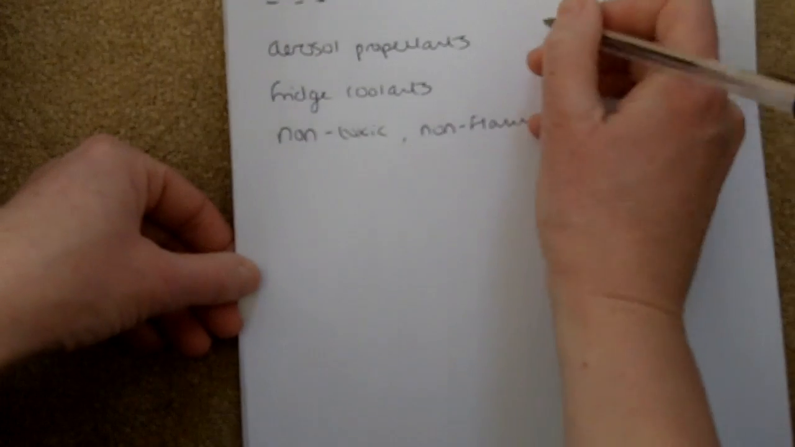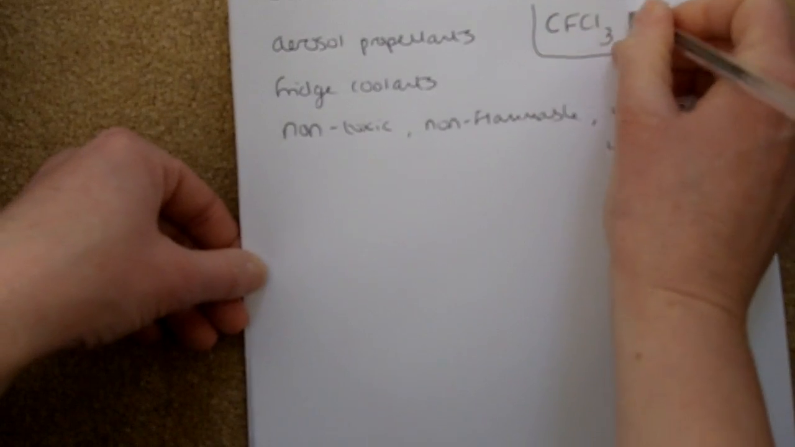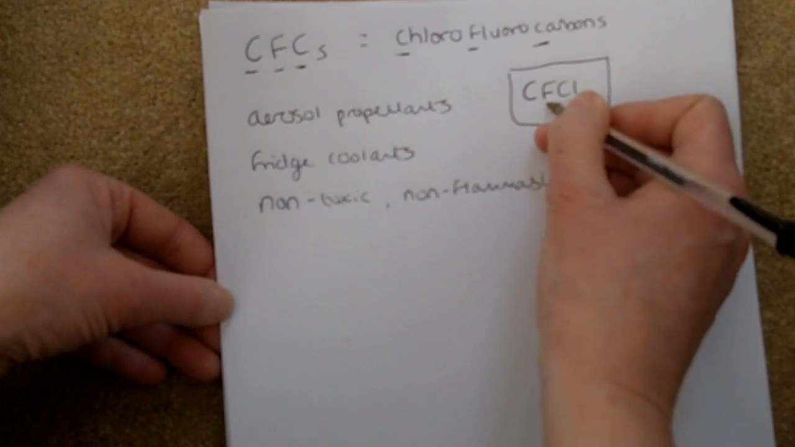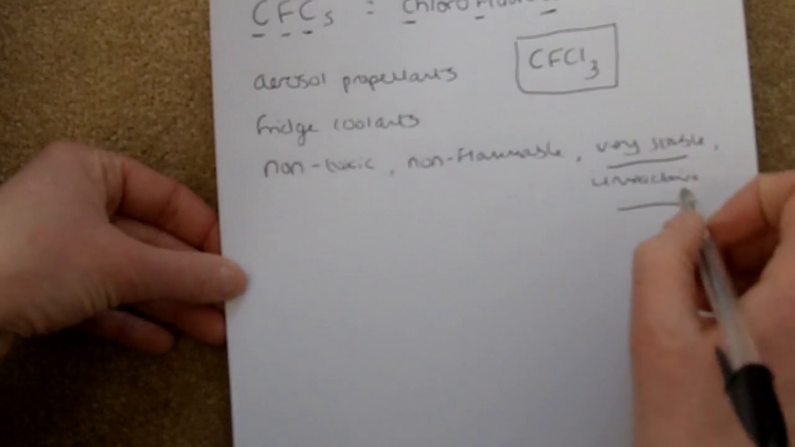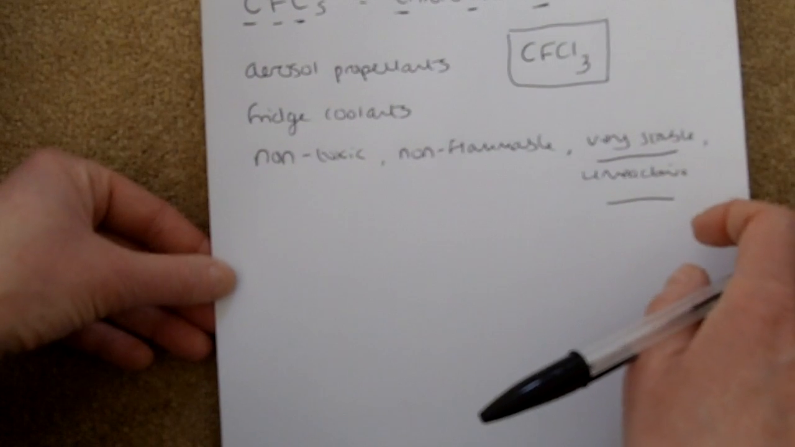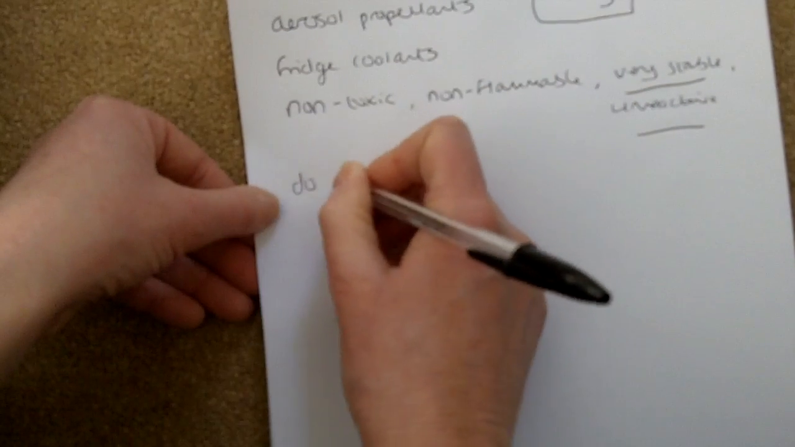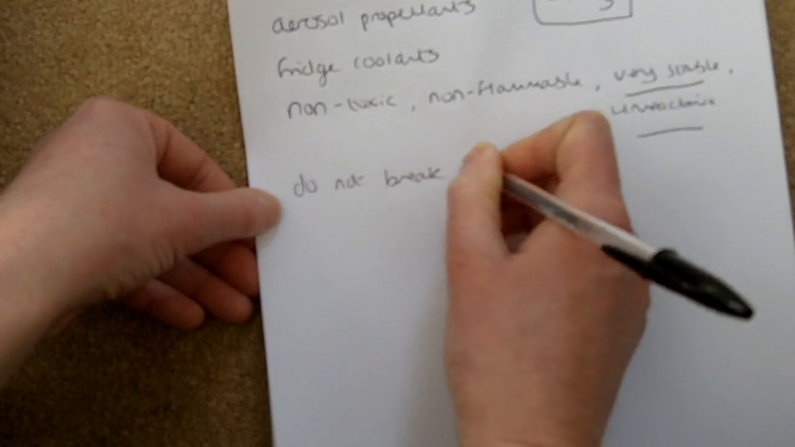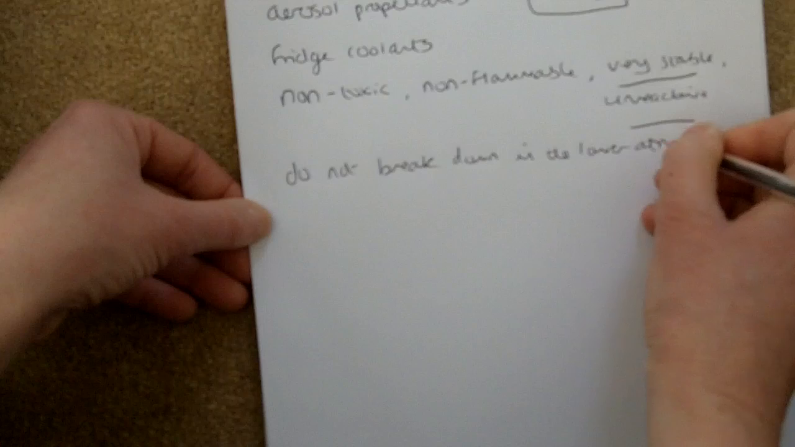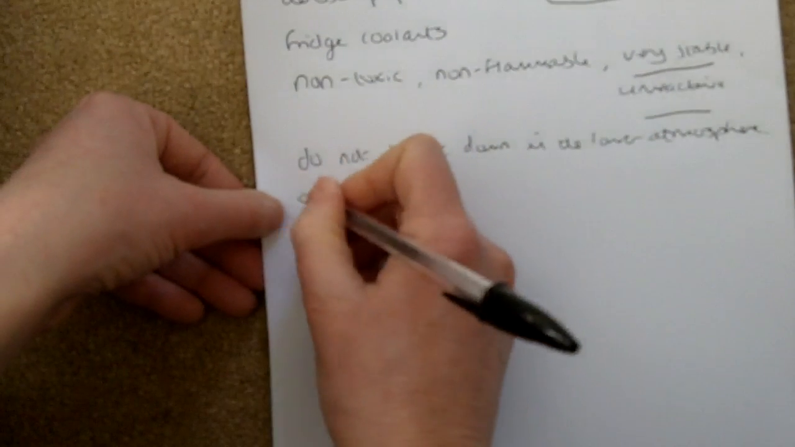Now there are many CFCs. The simplest CFC is just an example, but there are many different types of CFCs: carbon, fluorine and chlorine. They're very stable and very unreactive. So what happens is they do not break down in the lower atmosphere. They stay around in the atmosphere for decades. These molecules stay in the atmosphere for decades.